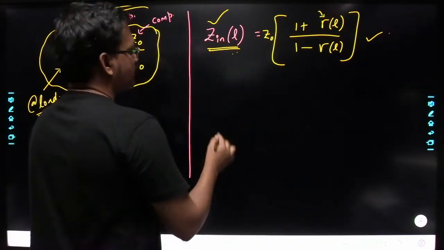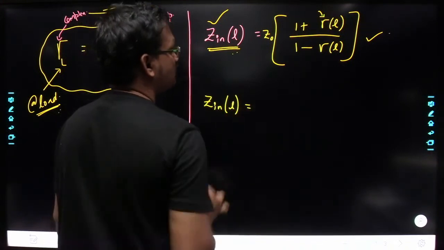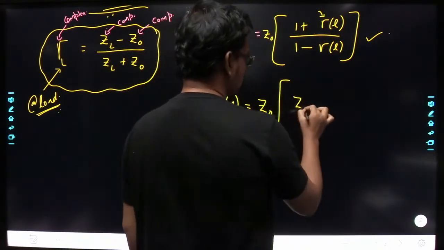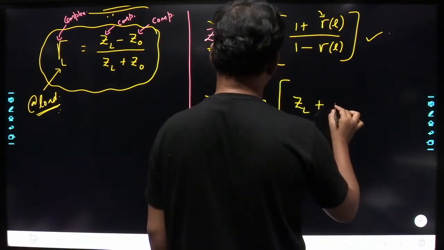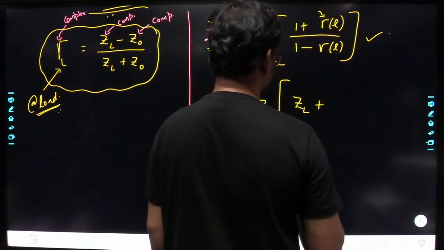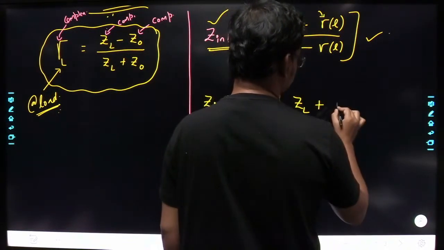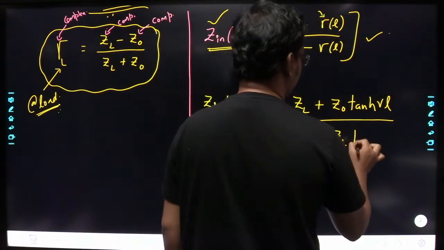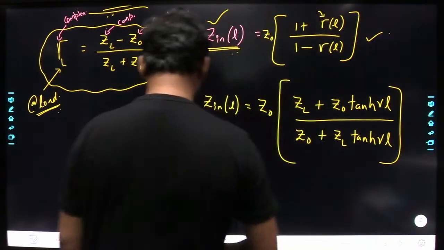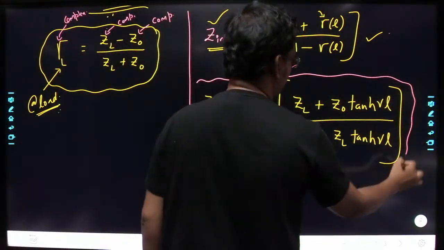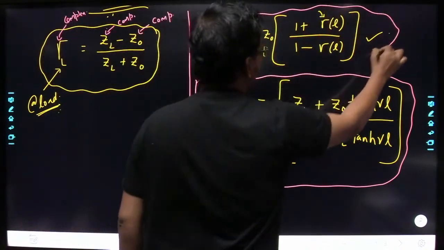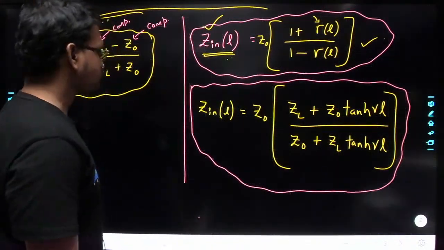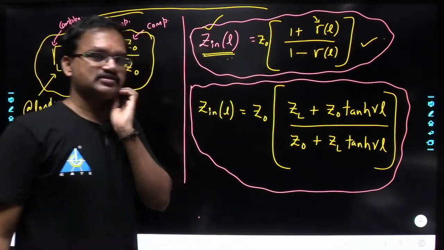Next we got one more expression for Zin of L, which I have derived here. Zin of L is equal to Z0 into ZL plus Z0 tanh gamma L divided by Z0 plus ZL tanh gamma L. So these are the expressions we have derived for the input impedance seen on the transmission line, in the previous sessions.